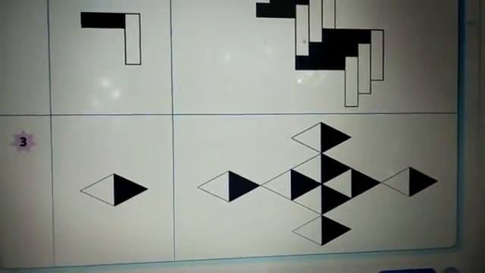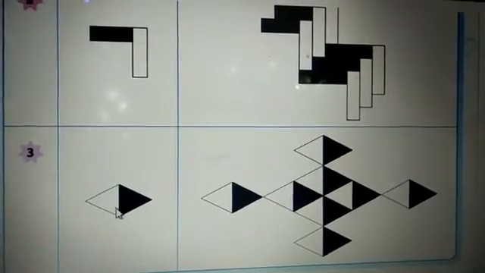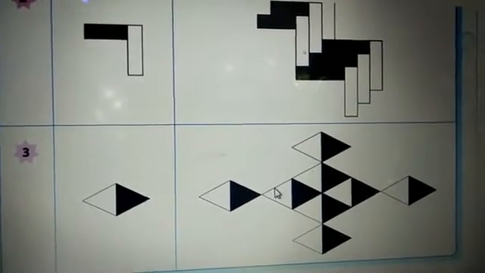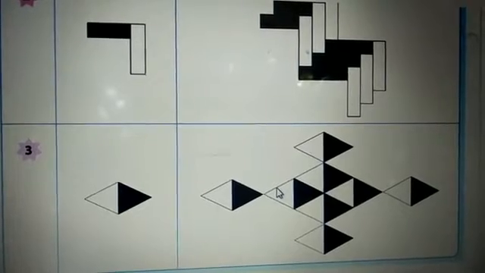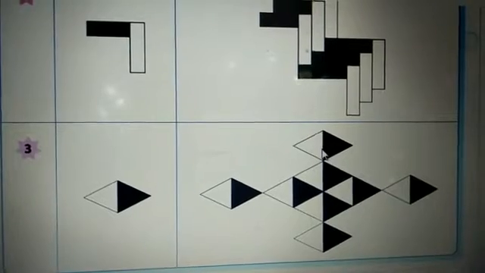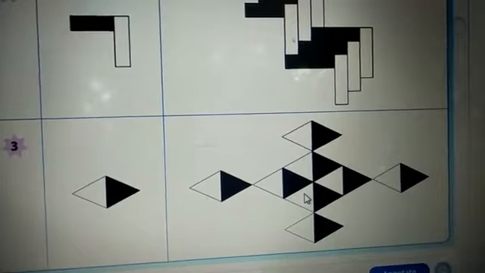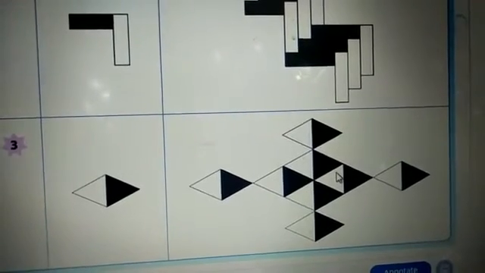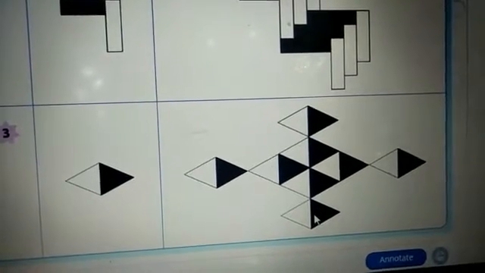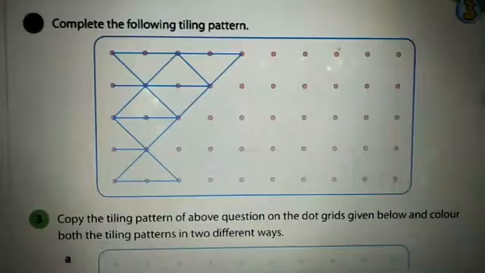This is our third example. So this is a tile. Using this tile, we have to make this pattern. How many tiles do we have to use for this pattern? Count, children. 1, 2, then this one, 3, 4, 5, 6, 7, 8. Using 8 tiles, we have to make this pattern.